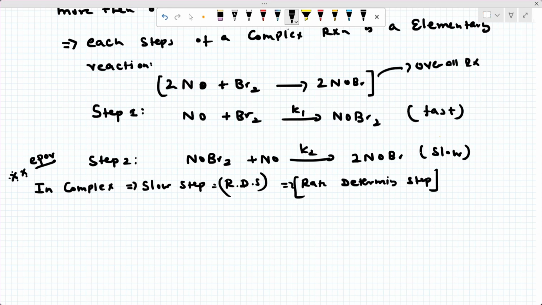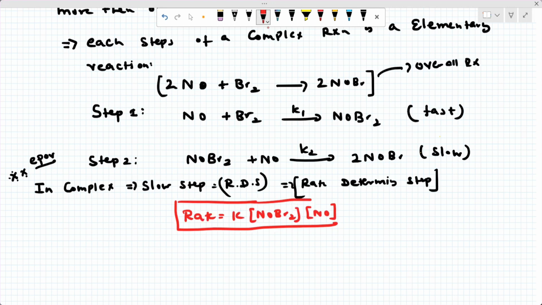Now see which is the slow step, step 1 or step 2? Tell me. Step 2. Step 1 is the first step, step 2 is the slow step. Now, using the second step I am going to write the rate. How to write the rate? Simple, right? The rate equals K into NOBr2 and NO. Okay, this is the rate. Now we have to check. Again there is a problem.